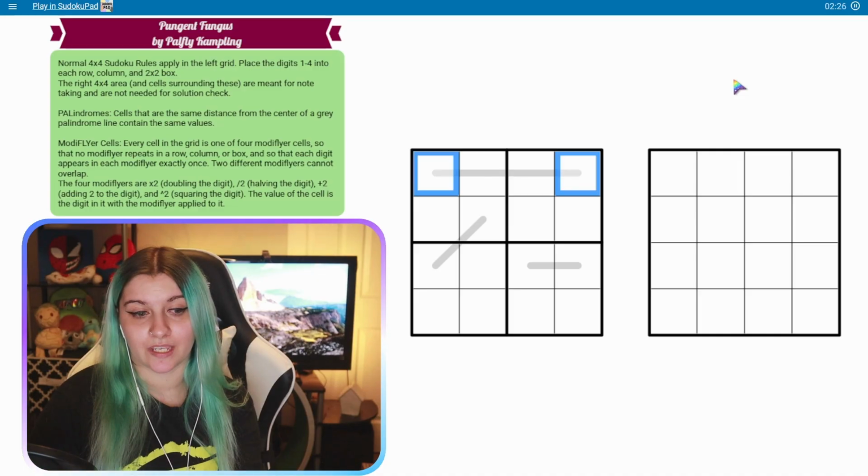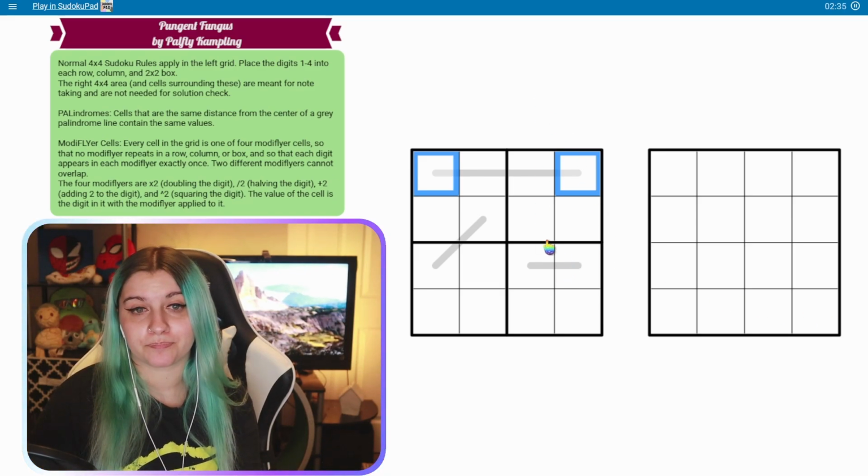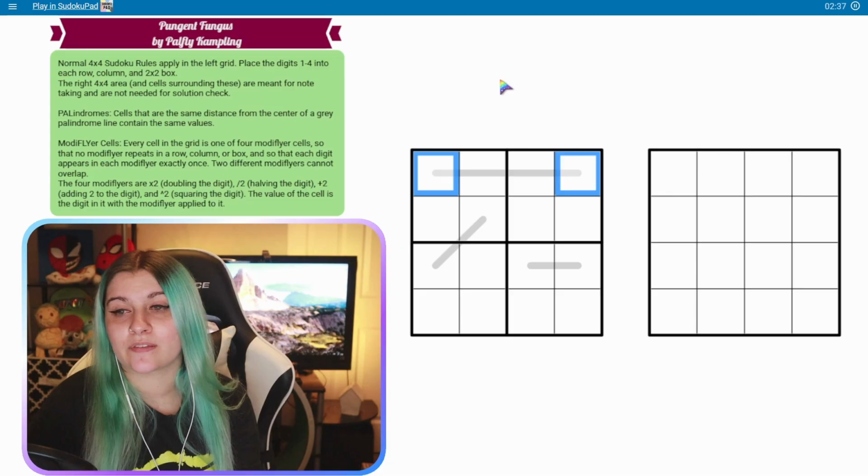I don't see that working. 3 squared is going to get you all the way up to 9, and 2 plus 2 is not going to get you there. Okay, so maybe I don't want 1 and 4 to go together. What else can I do with 1?